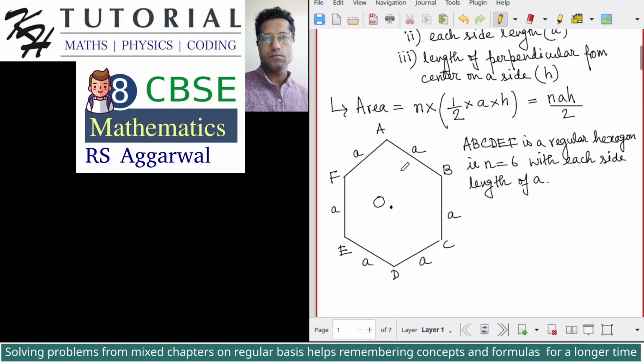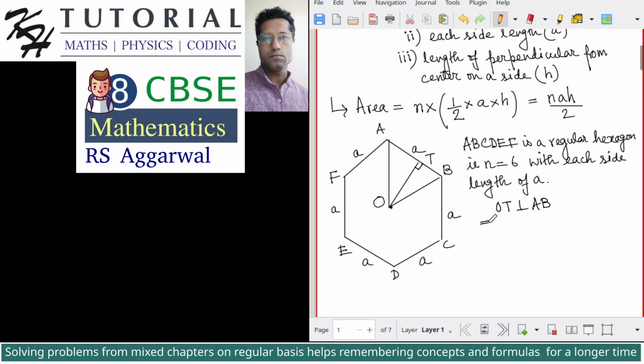Now the concept is that from the center O, I join all the vertices of the polygon. Let's say I am joining AO and then OB. When I have joined the vertices A and B to the point O, triangle AOB is formed. And if I now draw a perpendicular from the center O on the side AB, let's say this is T, then OT is perpendicular to AB.